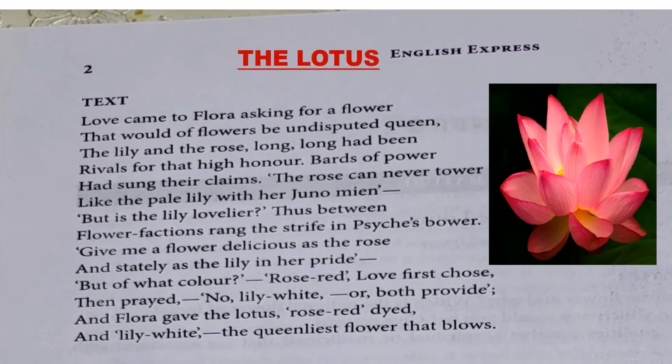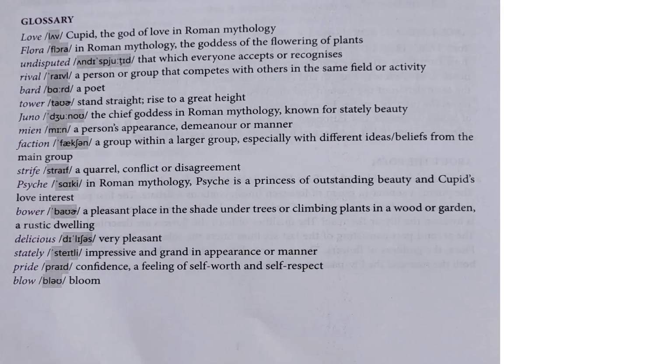That is the lotus. So that is the theme of the poem, students, and this is the glossary. All the meanings you have to learn. Once you learn the meaning, you can really understand: love, flora, undisputed, rival, bard, tower, Juno, mien, faction, strife, psyche, bower, delicious, stately, pride, and blow. These are the words you have to learn.